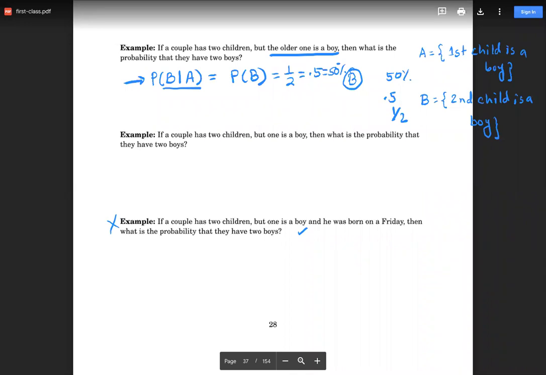If a couple has 2 children, this time look at the wording. I'm going to highlight it. It says, but one is a boy, as opposed to the older one being a boy. Then what is the probability that you have 2 boys? And what is it that you think, you guys?